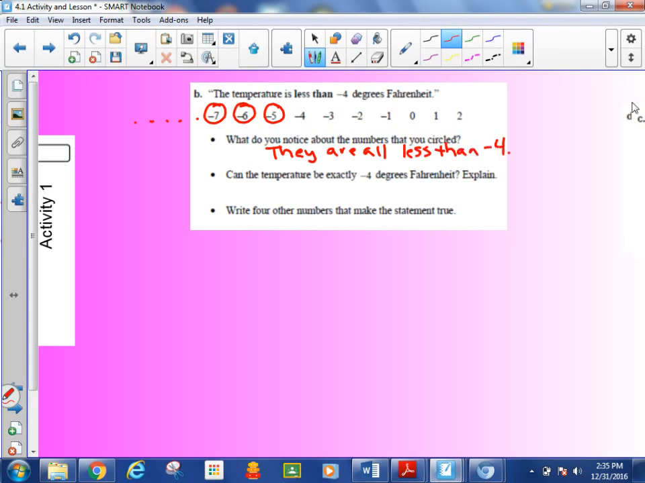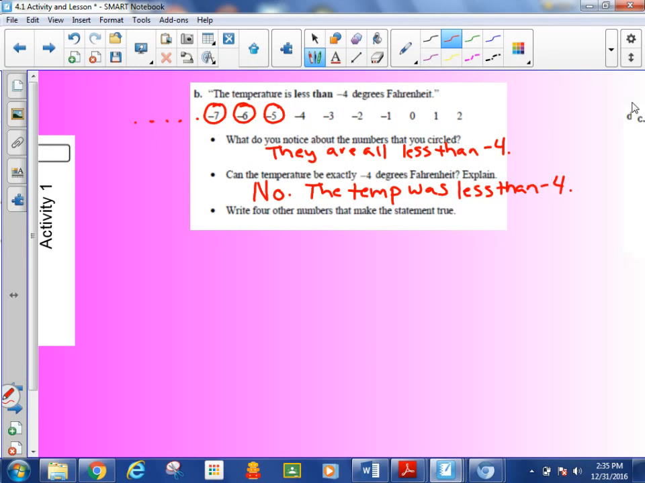Okay. Can the temperature be exactly -4 degrees Fahrenheit? Explain. Well, it said that it was less than -4, so this would be a no. We could not include -4. Why? Because it was less than -4. So it is not including -4.